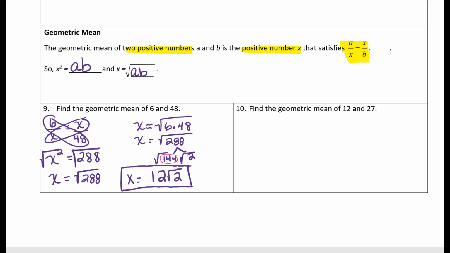Now the next problem simply says find the geometric mean of 12 and 27. Again, either approach will work. I will do the second approach for this one. x is the square root of 12 times 27. So x equals the square root of 324. Now 324, if you break this down, you're going to notice that it just breaks down into continuous perfect squares. So if you type that into your calculator, you actually will find that the square root of 324 is 18. So the geometric mean of 12 and 27 is 18.